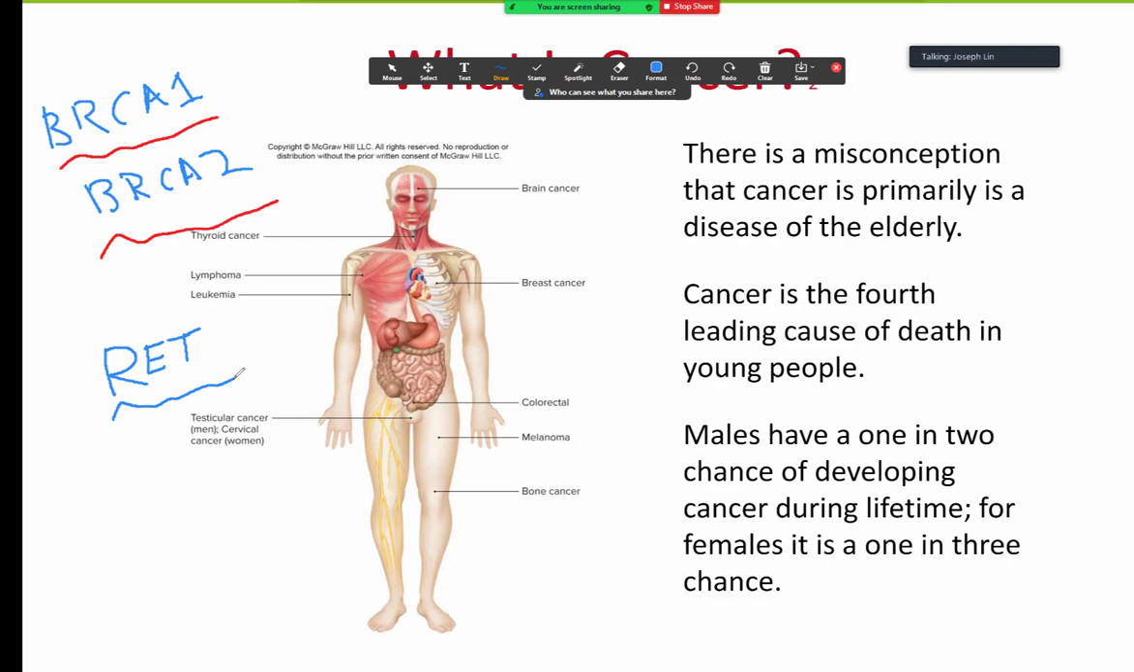Just to give you some stats here, cancer is the 4th leading cause of death in young people. Males have a 1 in 2 chance of developing cancer in their lifetime, and for females, it's 1 in 3. So it all depends on your lifestyle, your environment, your genes. And why might you think that females tend to have a higher chance? I want you to think about that question. Why is that the case? Why is there that ratio? Why is there the difference? Males have a higher chance, but why do females have 1 in 3?